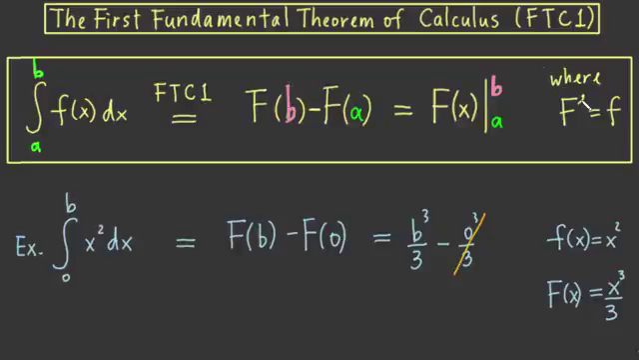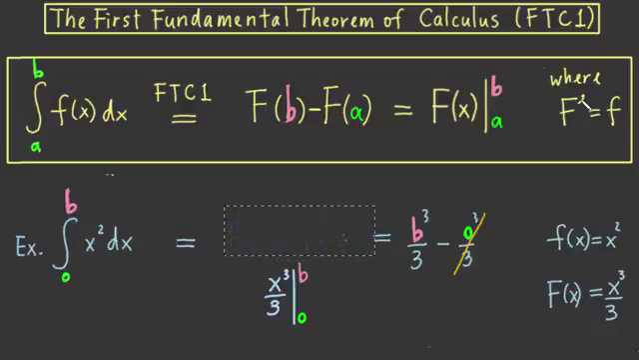Let us use this notation for our example. The integral is equal to x cubed over 3 evaluated at b, placed at the top, minus evaluated at 0, placed at the bottom. This notation is convenient because we can avoid copying big F twice. So now I'm going to erase this difference in terms of F and replace it by our new notation.